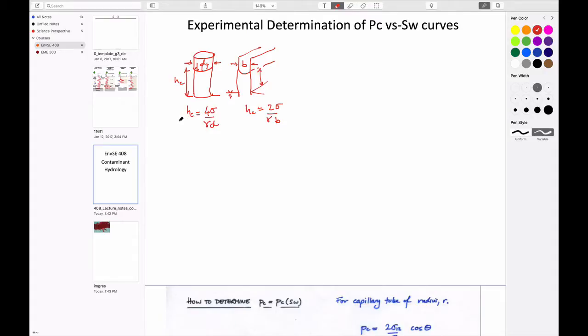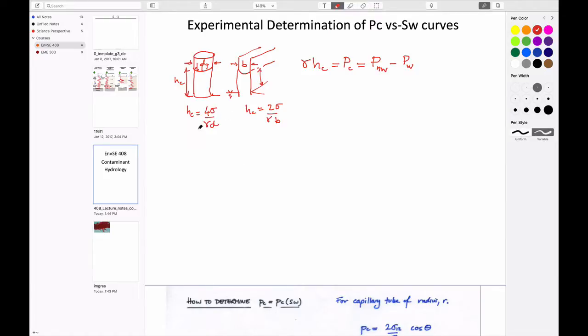And so what we could do is multiply both sides by unit weight of fluid. If you take the height rise and you multiply by unit weight of fluid, that is what we call a capillary pressure. Capillary pressure is a difference in pressure between the non-wetting fluid and the wetting fluid, by definition.